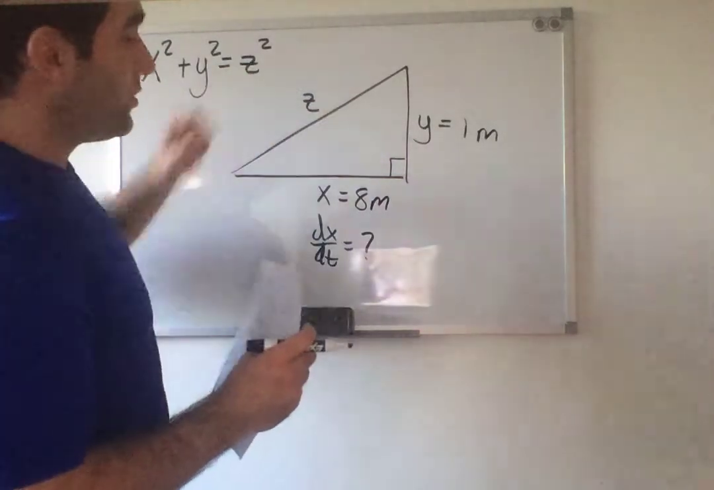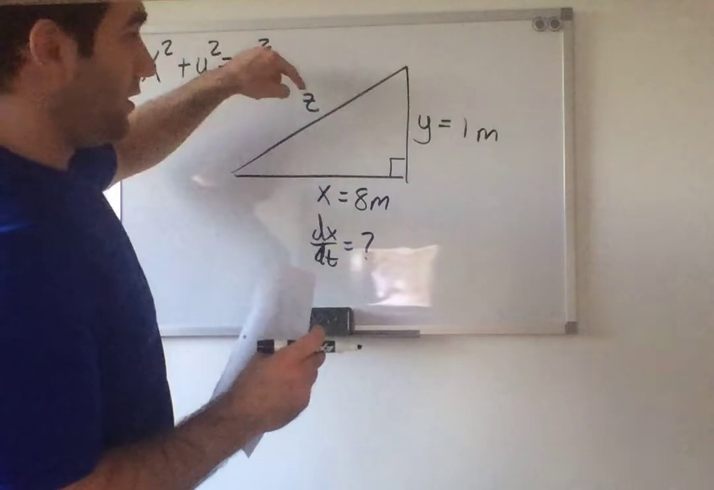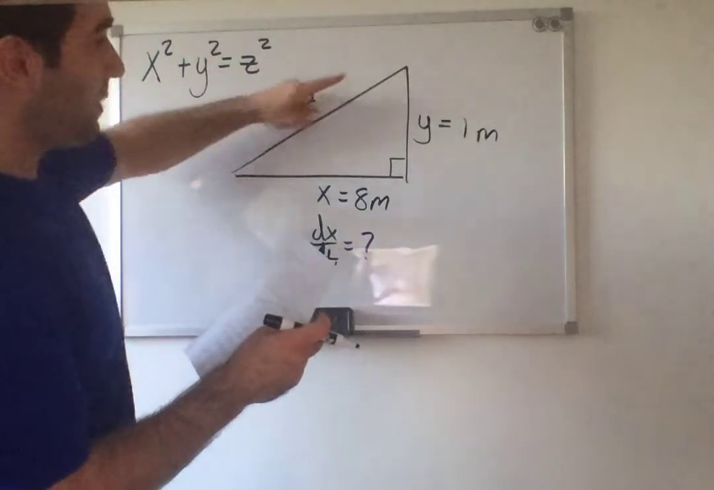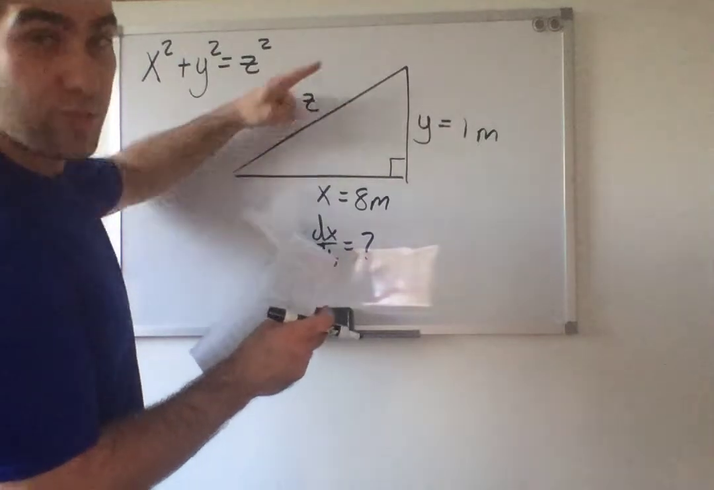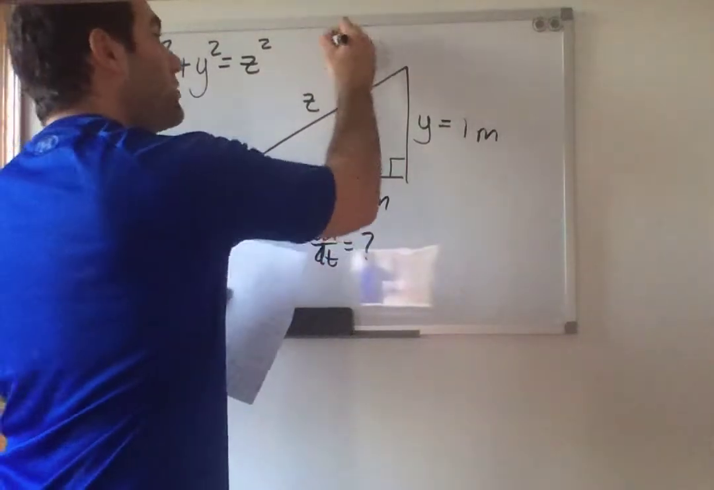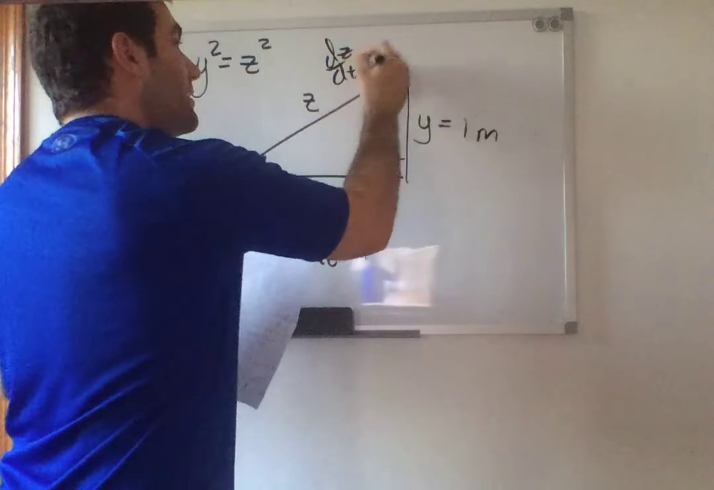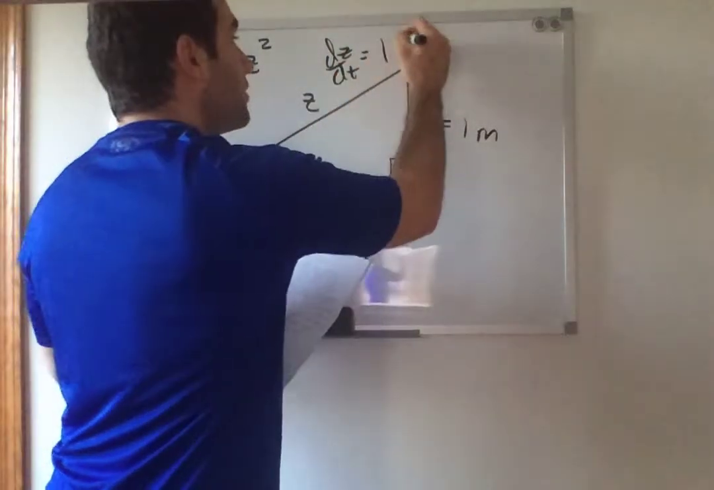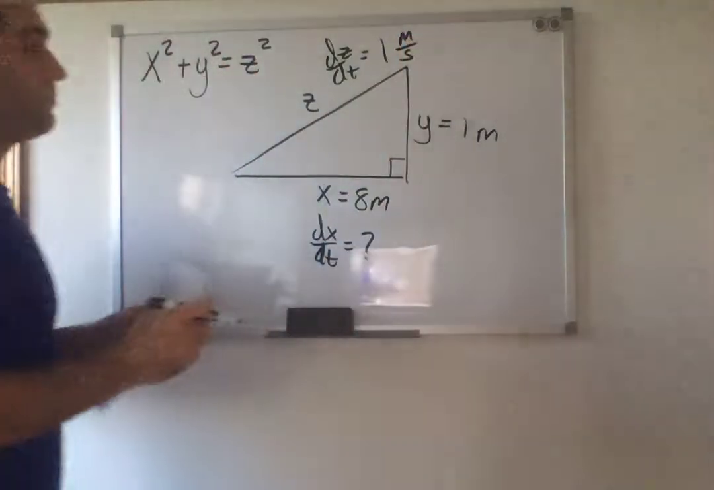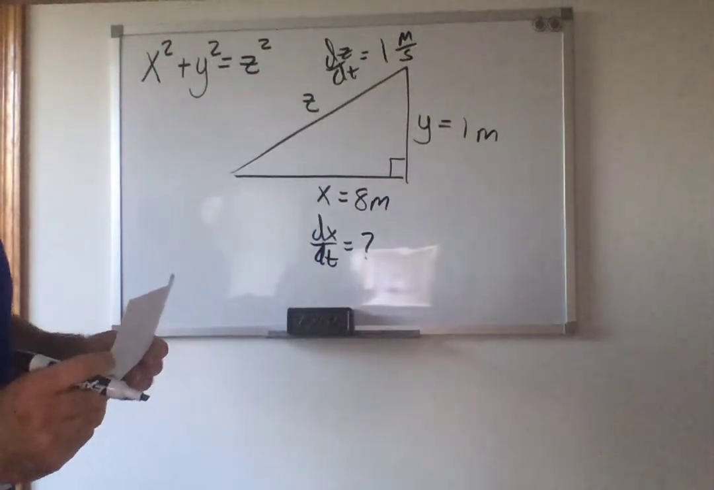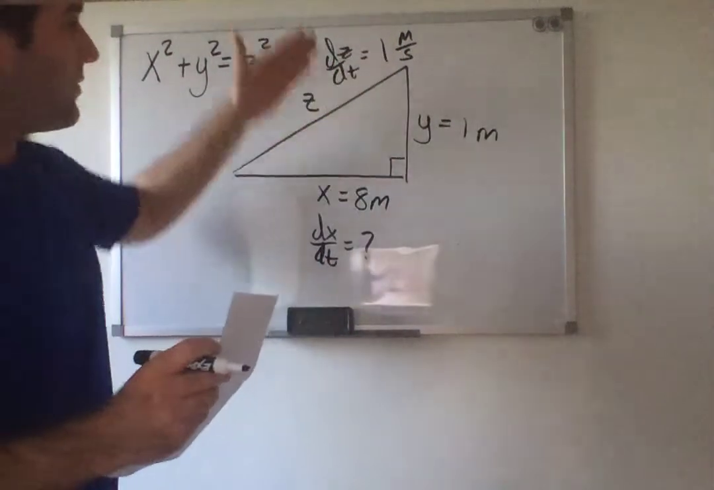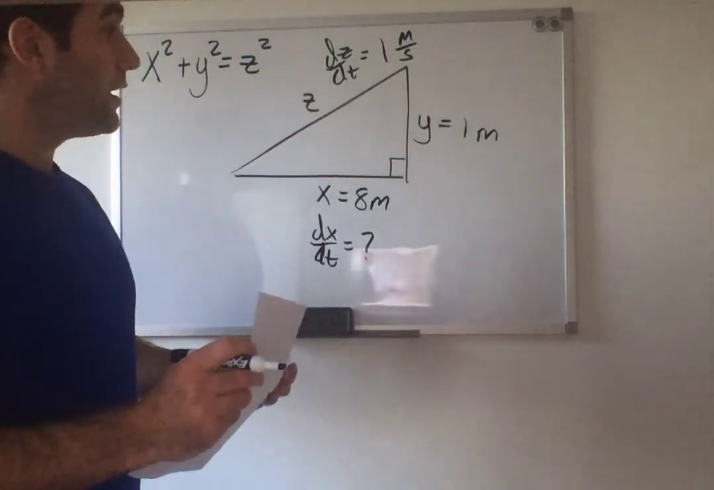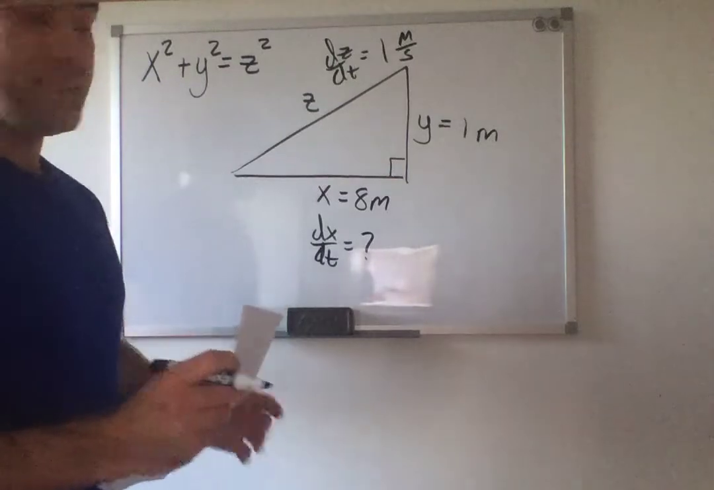Now, they also tell us the z component. They're saying the rope is being pulled in. If I'm pulling in the rope, I'm pulling in this direction right here. So they tell us what dz/dt is. dz/dt here is 1 meter per second. Now, if you look here, we've got dz/dt, and dx/dt is what we're going to try to find. They don't tell us dy/dt.